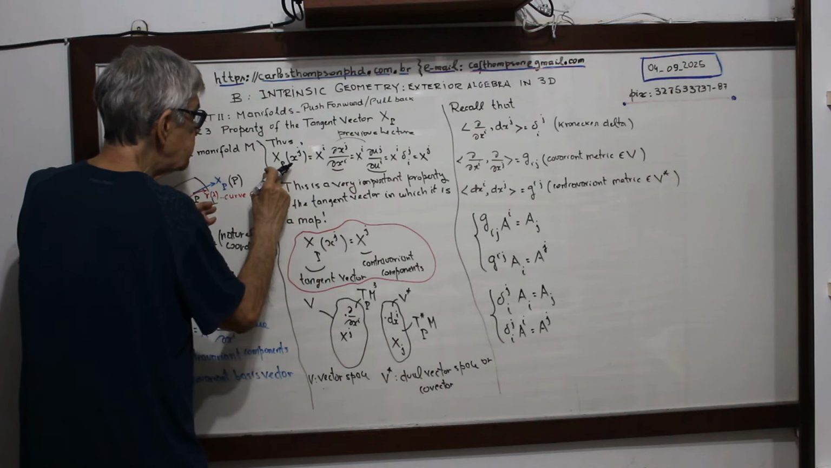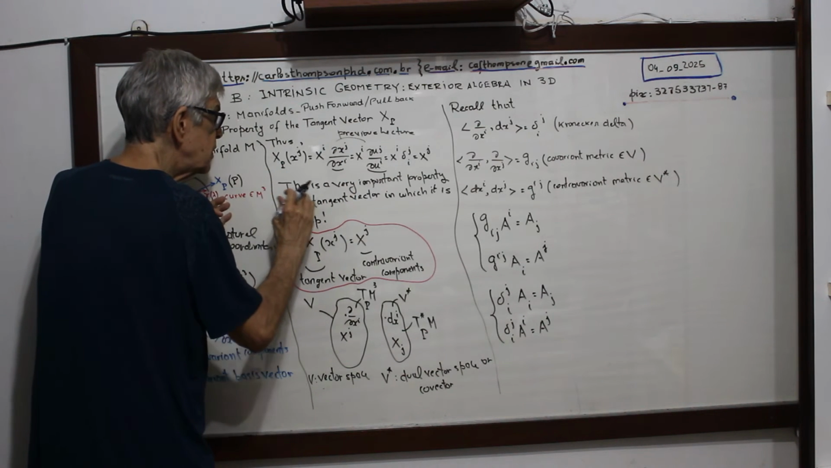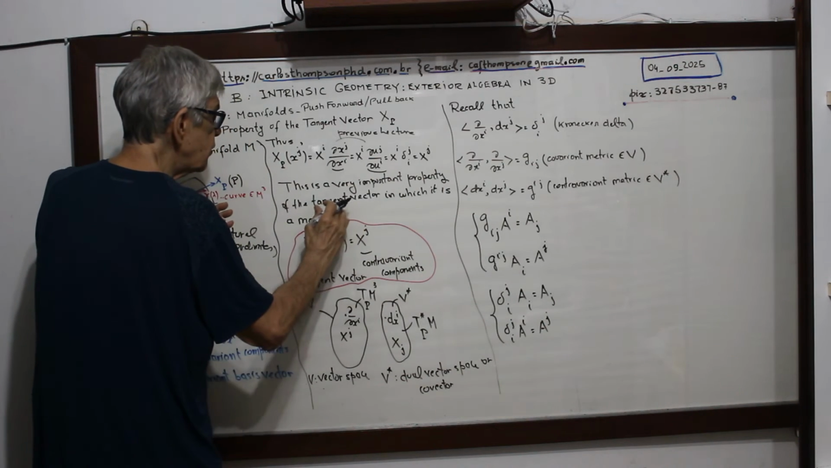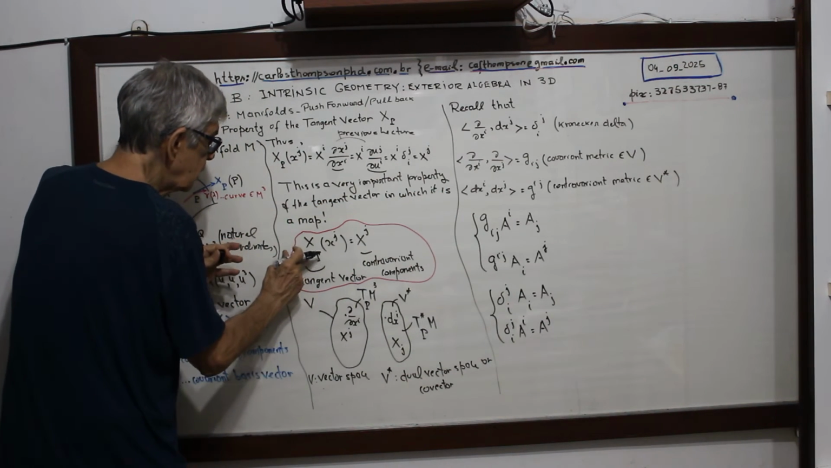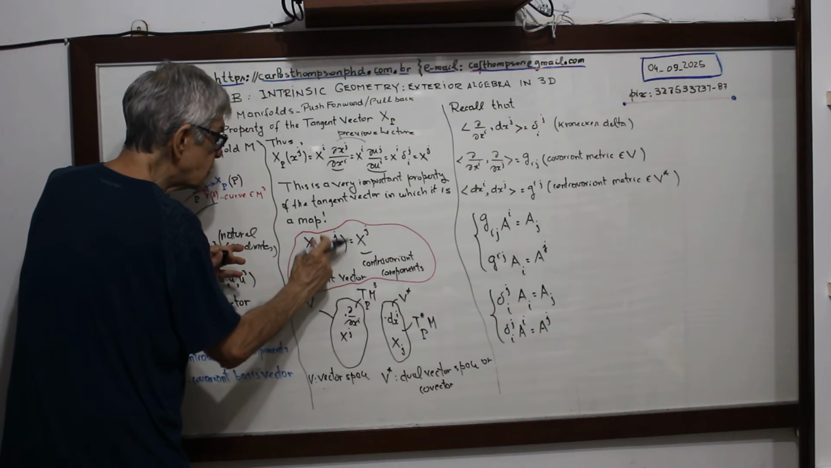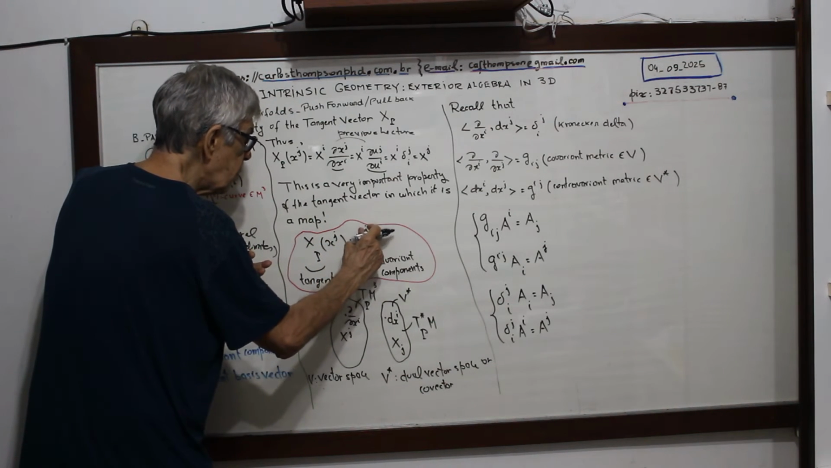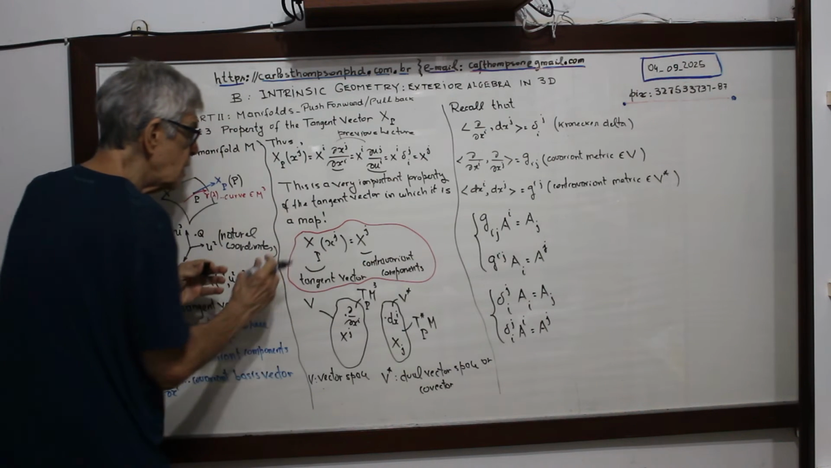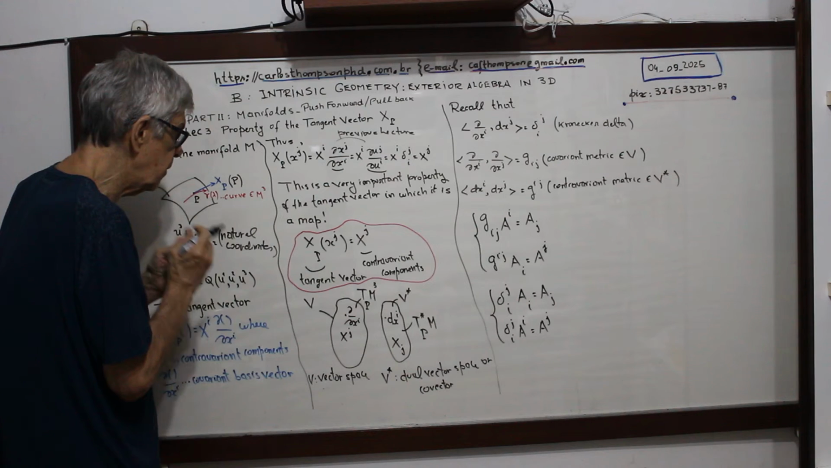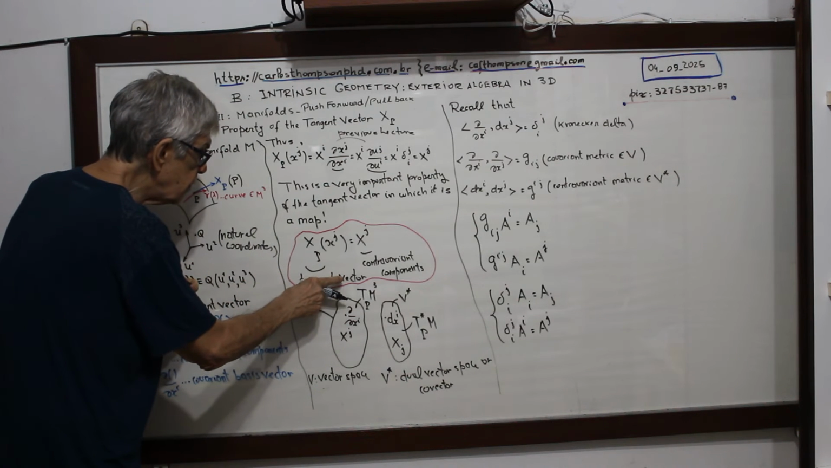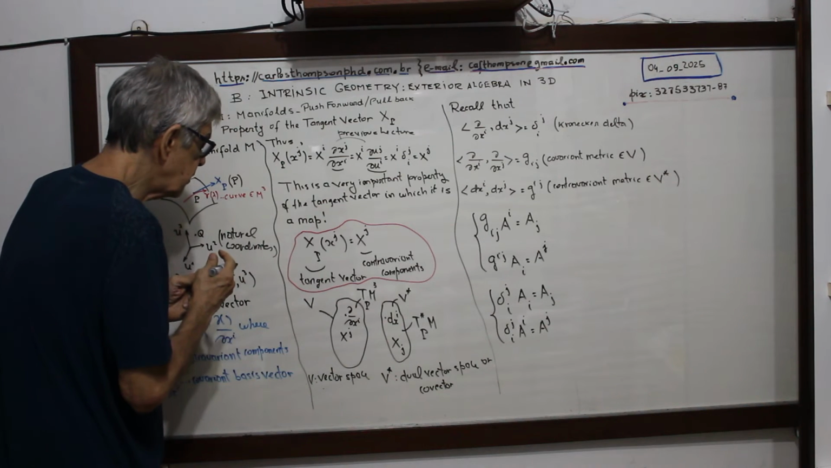Attention now: Xp is a map. This is a very important property of the tangent vector, in which it is a map. This map acting on xj leads to capital Xj. These are the components, the contravariant components of the vector X at P. This is a tangent vector, okay? And these are the contravariant components.